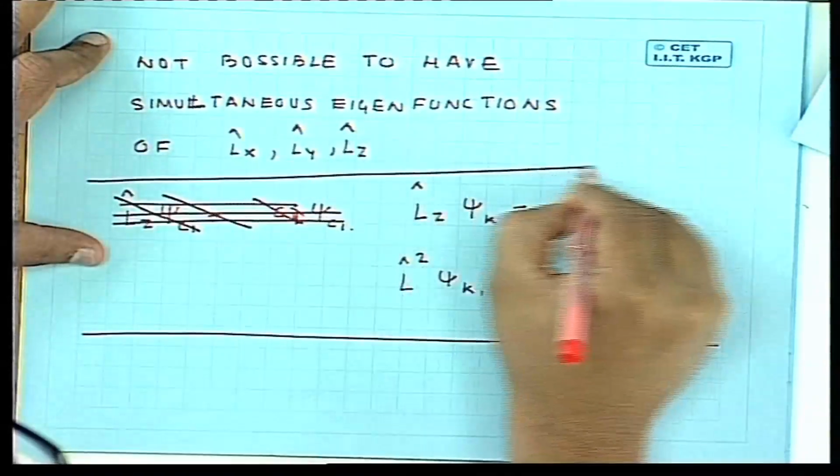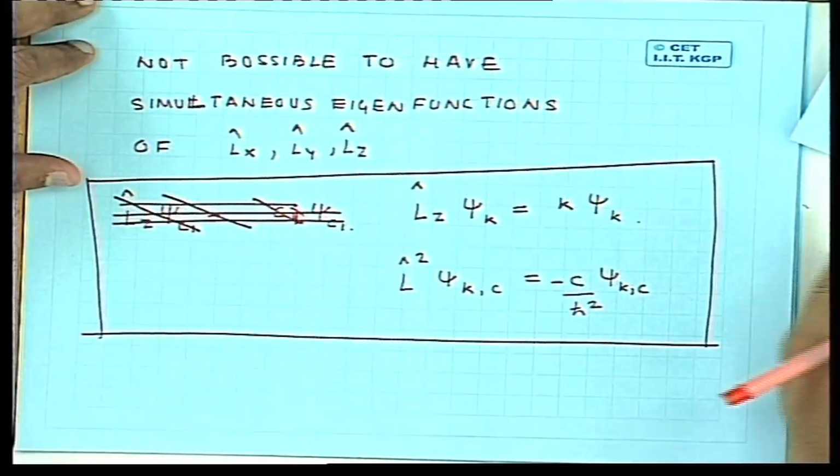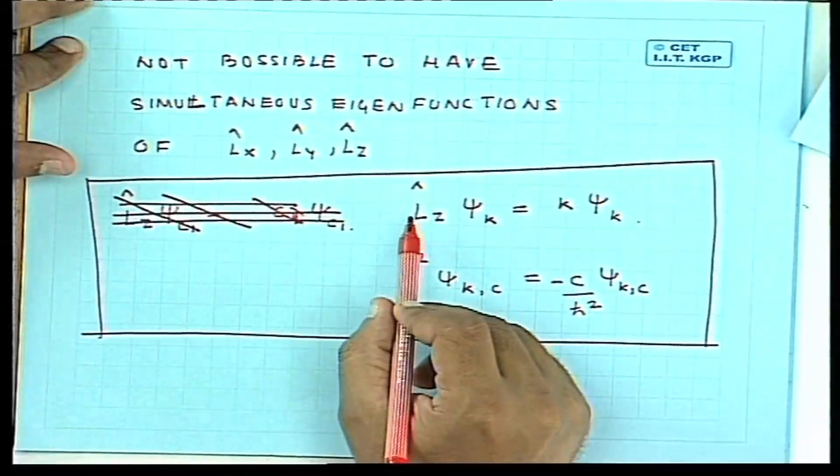So for today we shall stop here. In the next class we shall work out the eigenfunctions for the set of operators Lz and L squared.